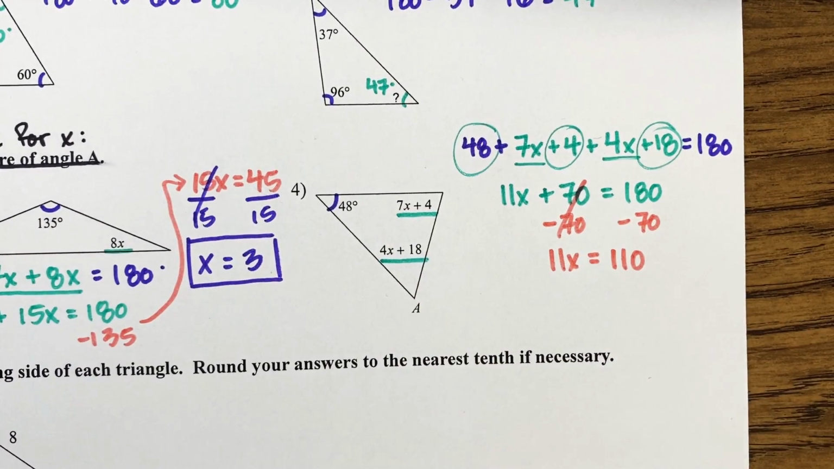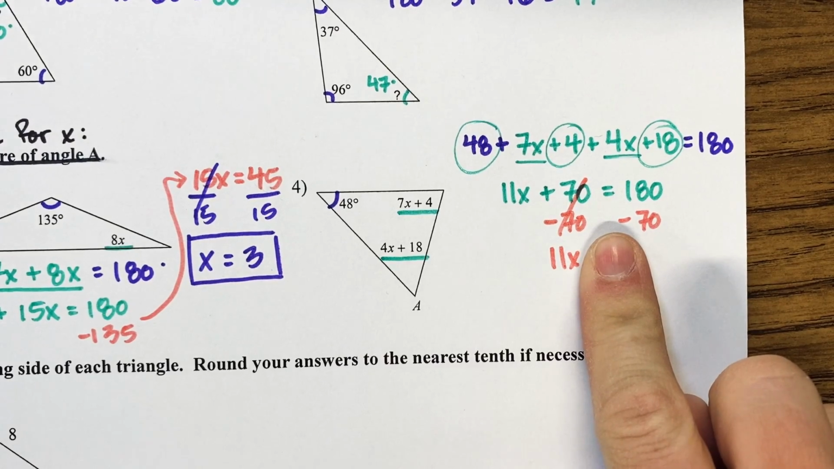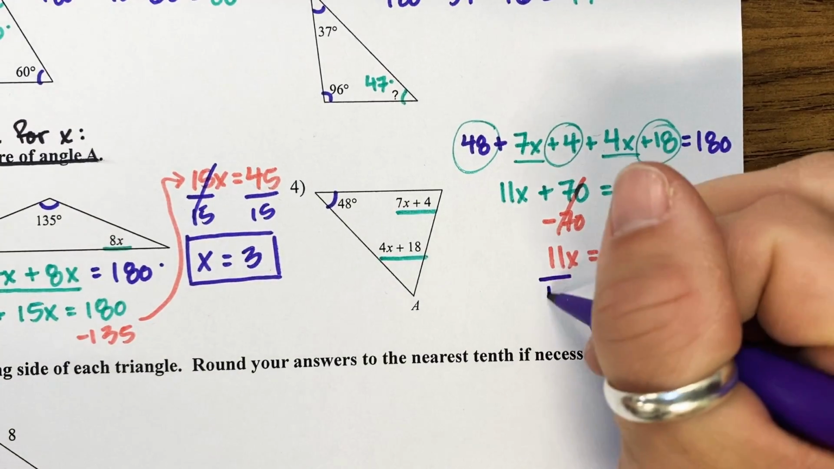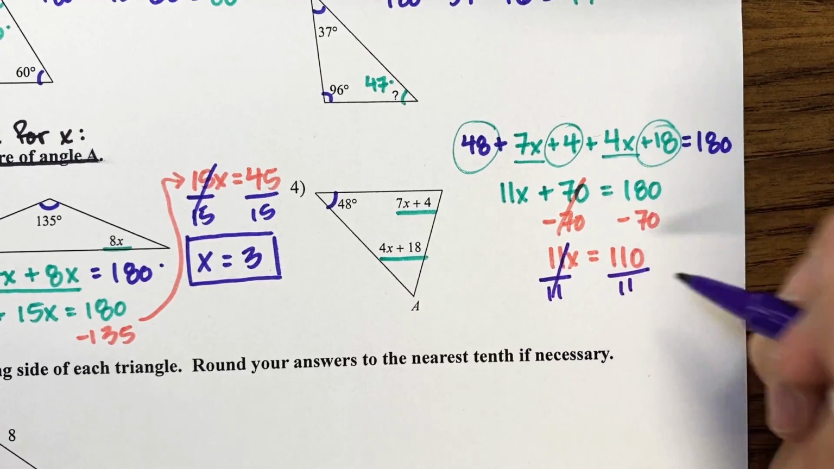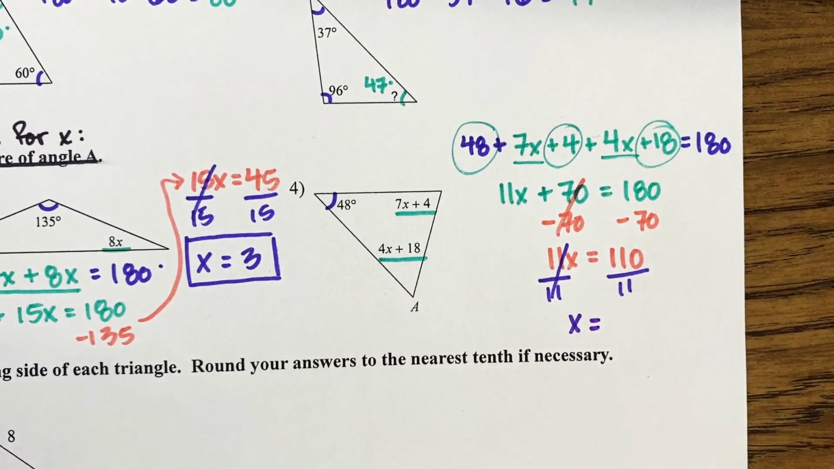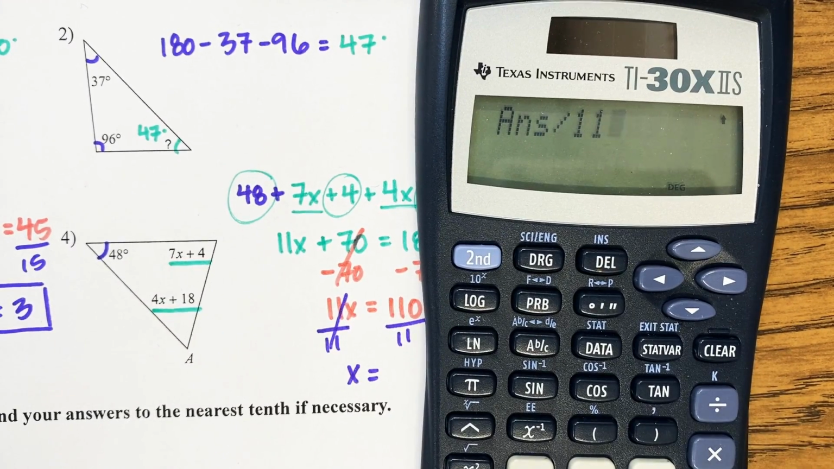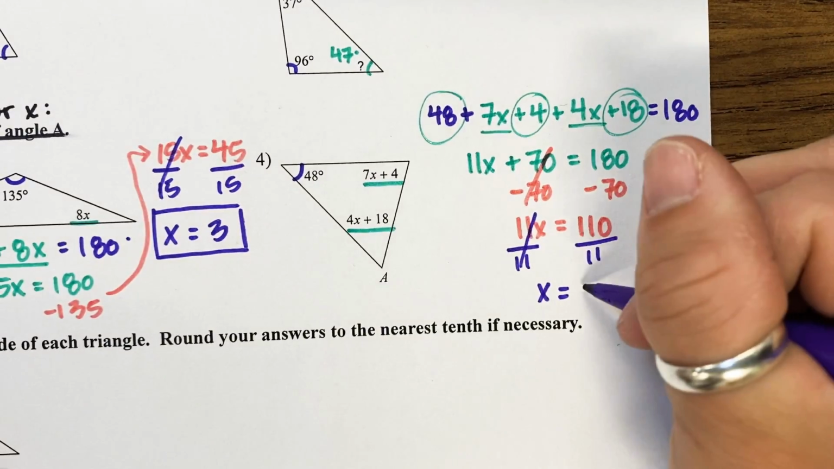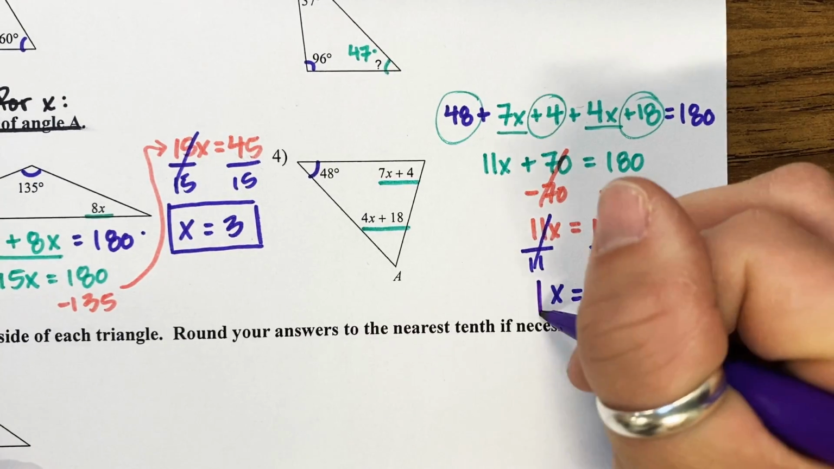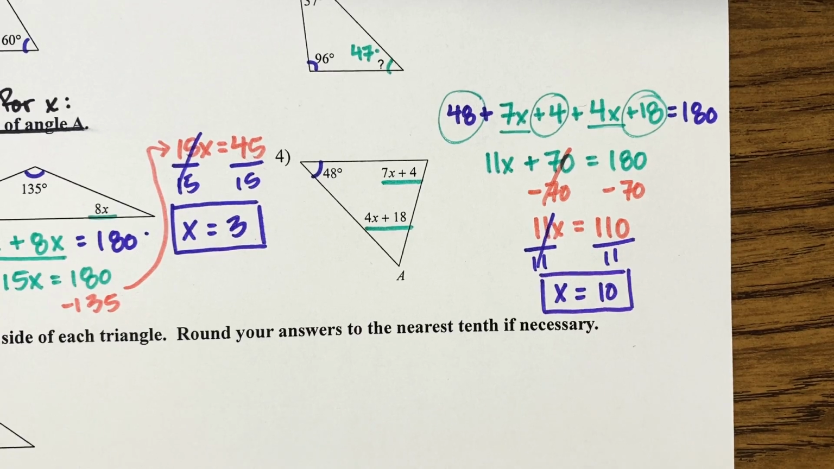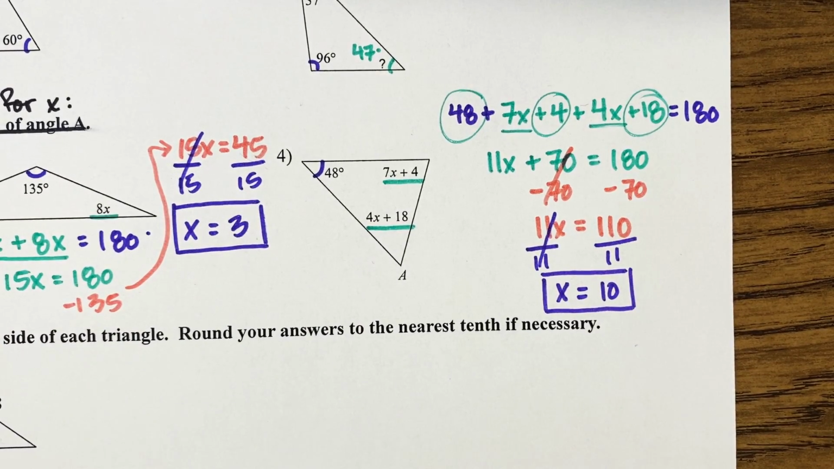Okay, now to solve for x, my very last step is to get rid of that times by 11. The opposite of times by 11 is divide by 11. So we get x is all by itself over here. 110 divided by 11 equals 10. So our x equals 10. And there we go. Beautiful.